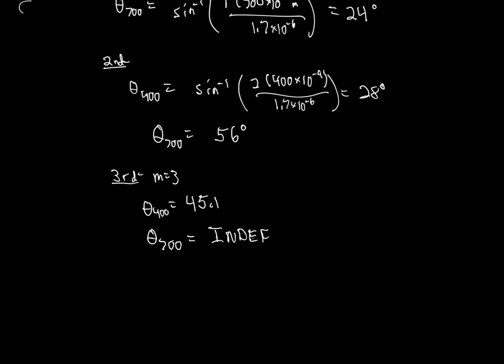Theta for 700, if you plug that into a calculator, you get a big fat indefinite, depending on the calculator you're using. What does that mean? Did you plug it into your calculator wrong? No. So the way this picture works, the angle that you're getting is this angle right here. What's the maximum amount that that angle can diffract?